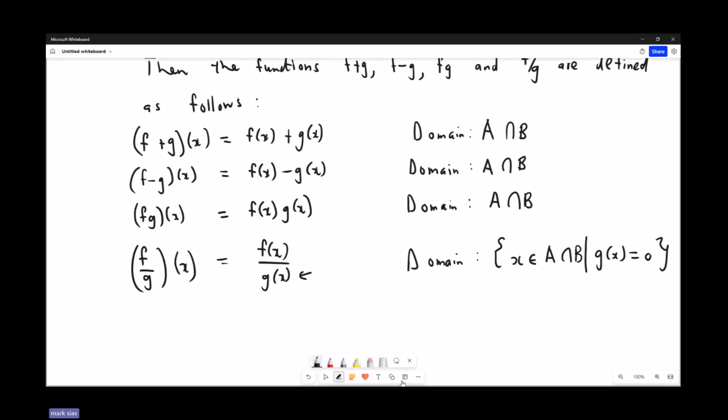So the domain is pretty much like the previous domains for the sum, the difference, and the product. The only other condition we impose on it is that G of X is not equal to 0. Otherwise, you end up with division by 0, which is undefined, okay?